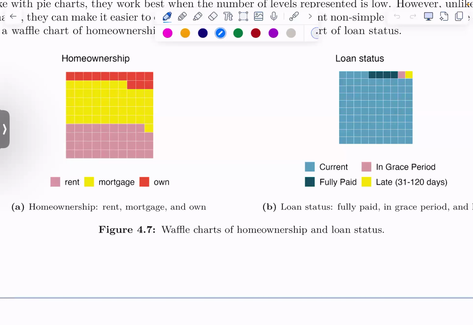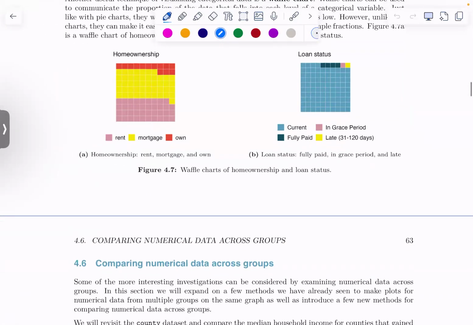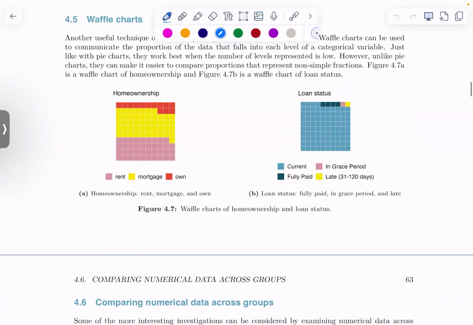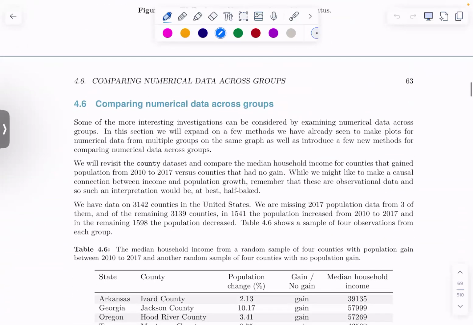feels like you could make it with Lego, right? If you got the right Lego pieces. So they exist, sure, but I'm not gonna talk about waffle charts beyond that. We'll talk about numerical data next day.